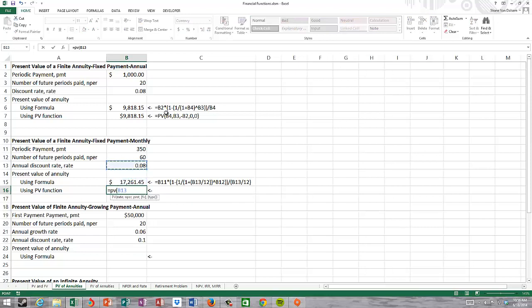Using the present value function in Excel, I can put equals PV. My rate, again, is 0.08 divided by 12. My number of periods is 60. My payment, again, I'm going to change the sign here because I'd like to see a positive number. We're going to change this in the future where we might want to have a negative number to reflect a cash outflow as our payments. But for now, we'd like to see a positive outcome for our present value. Our future value is 0. Our type is 0. And again, we get the same answer of $17,261.45.